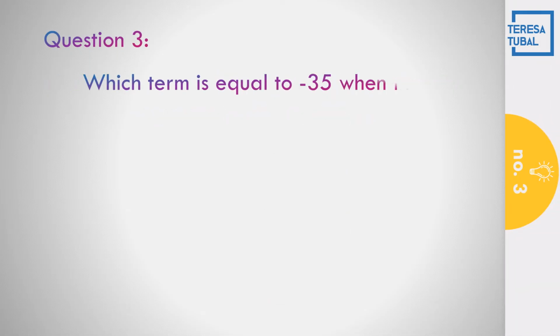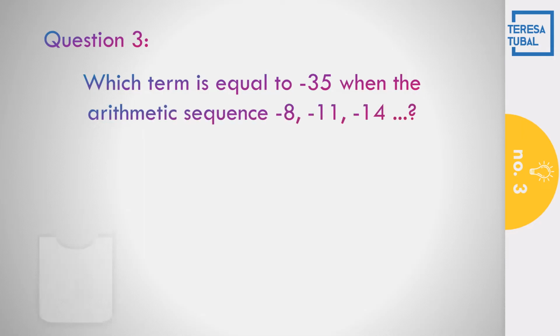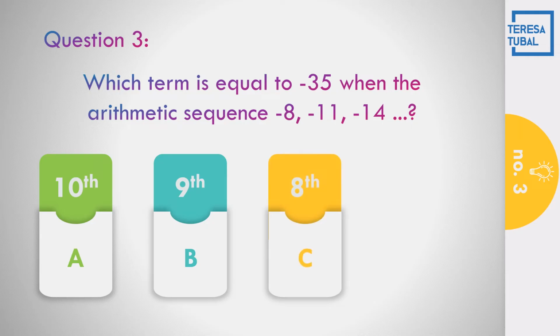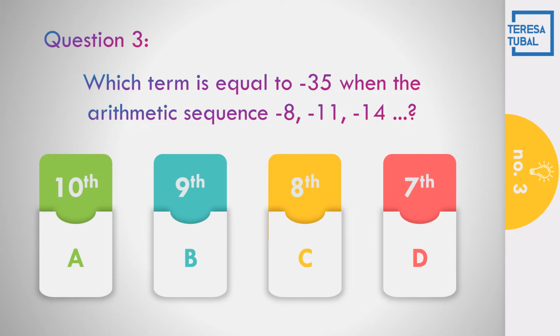Question number 3. Which term is equal to -35 in the arithmetic sequence -8, -11, -14? A, 10th term, B, 9th term, C, 8th term, and D is 7th term. Any idea what is the answer? Correct. The answer is equal to the 10th term.